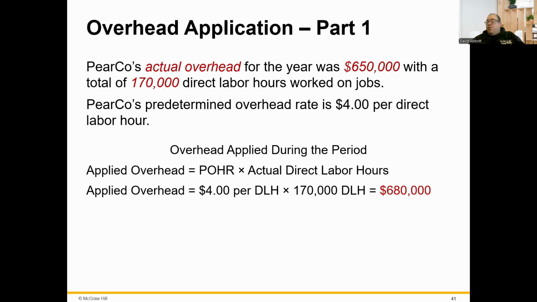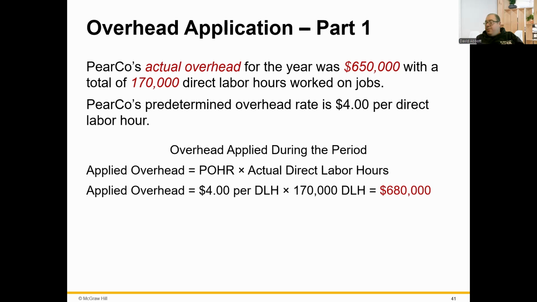So if we assume that Perco's actual overhead for the year was 650,000, with a total of 170,000 direct labor hours for jobs. Therefore, they had a predetermined overhead rate of $4 an hour. So if we divide that, we can get $4 an hour. Now, the amount of overhead applied to jobs during the period would be 170,000 direct labor hours times $4 an hour. So that's 680,000.